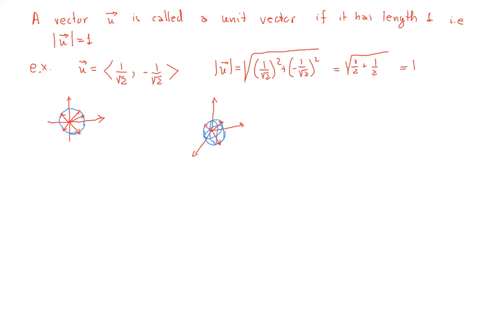There is a very simple mechanism that allows us to find as many unit vectors as we like. It's called normalization. And here's how it works. If U is a non-zero vector, then by scaling U by the reciprocal of the magnitude, we get a unit vector.